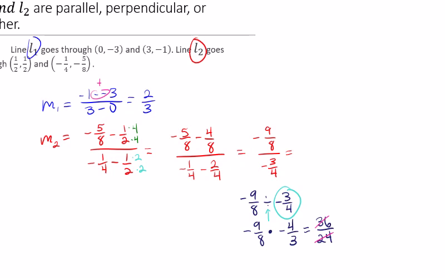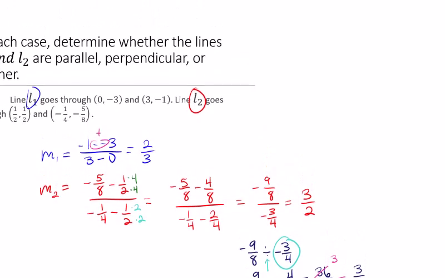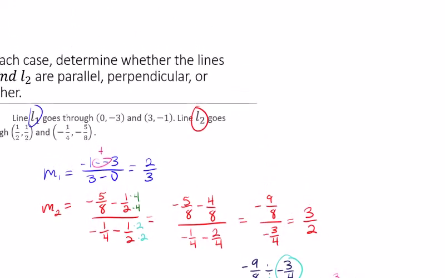So 36 and 24 have a common factor of 12. So 36 divided by 12 is 3. 24 divided by 12 is 2. So we end up with 3/2. All right, so that's what we get right here. All right, so cool. So that's the work for that. You can definitely rewind and pause if you need to.